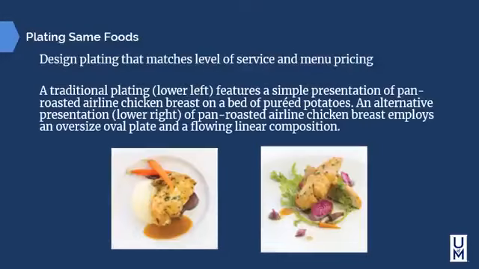If you're plating the same foods, you want to match the level of service and your menu pricing. This is an example of the same dish served 2 different ways. The traditional plating, which is on the lower left, features a simple presentation of pan-roasted airline chicken breast on a bed of pureed potatoes. An alternative presentation on the right of pan-roasted airline chicken breast employs an oversized oval plate and a flowing linear composition.